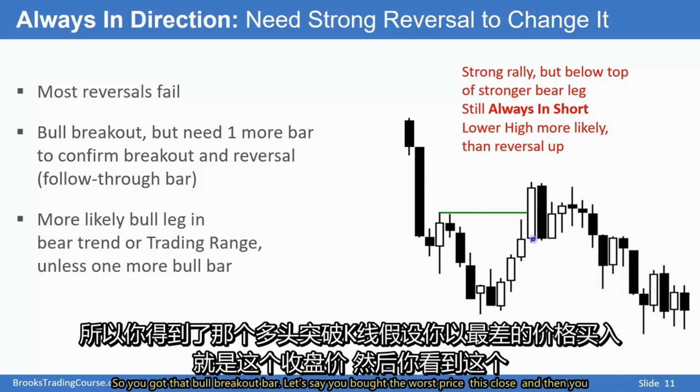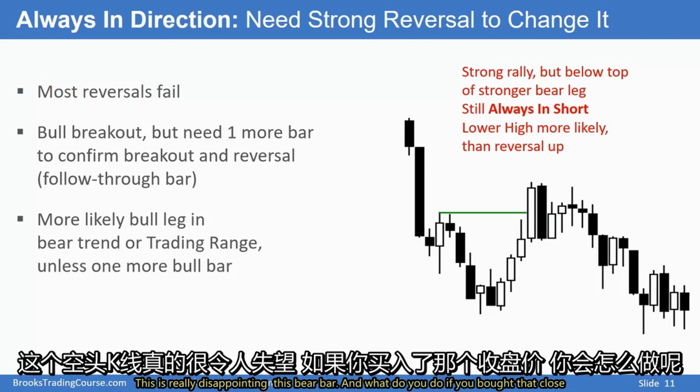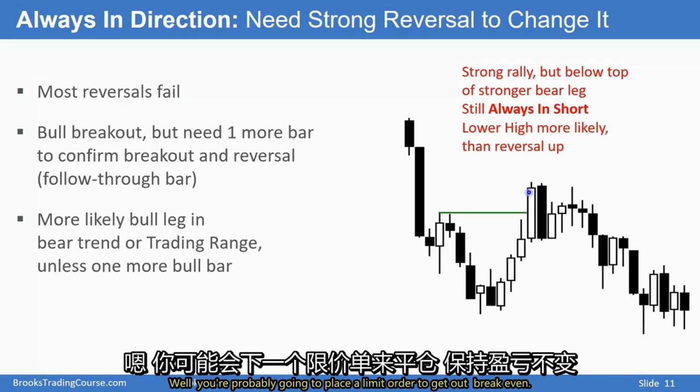And look at this. So you got that bull breakout bar. Let's say you bought the worst price, this close, and then you see this. What's your thought? You're thinking, darn, I knew I should have waited one more bar. This is really disappointing, this bear bar. And what do you do if you bought that close? Well, you're probably going to place a limit order to get out break even.